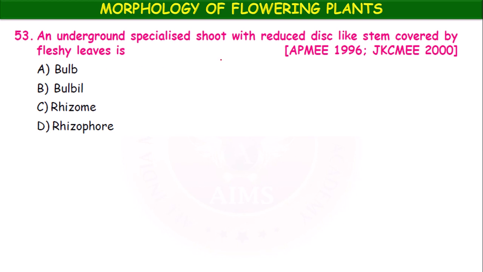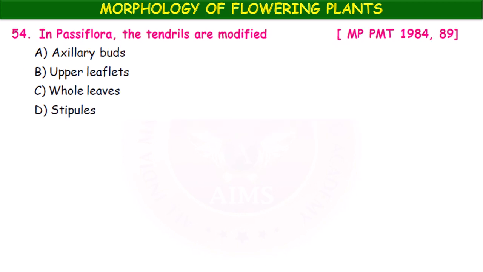An underground specialized shoot with a reduced disc-like stem covered by fleshy leaves is: bulb, bulbil, rhizome, rhizophore. The specialized shoot with reduced disc-like stem covered by fleshy leaves is the bulb. Example, onion. In Passiflora, the tendrils are modified: axillary buds, upper leaflets, whole leaves, stipules. It is the axillary bud.